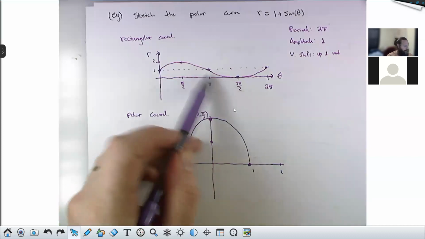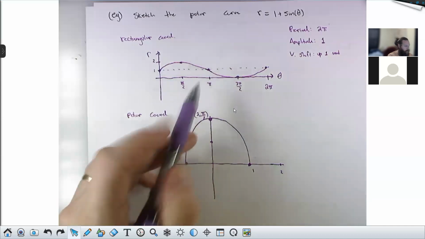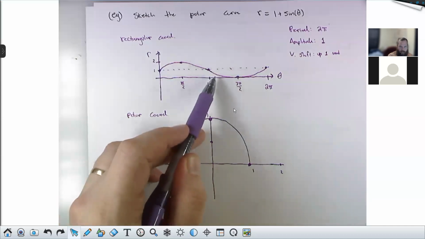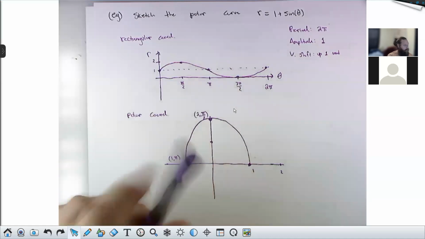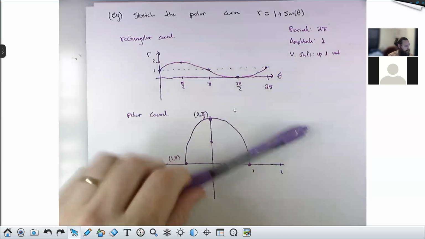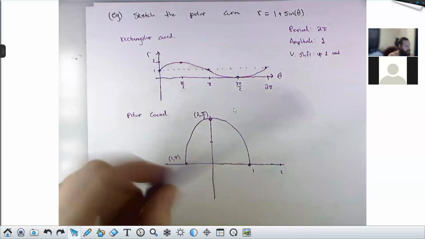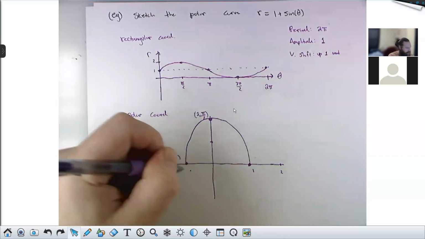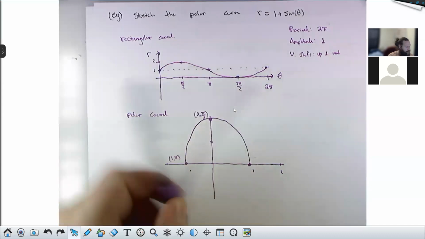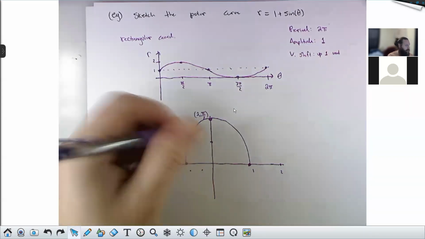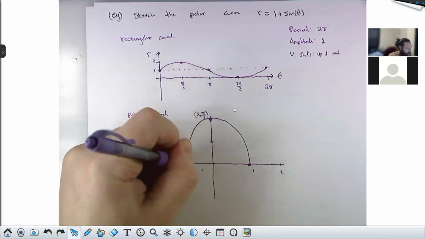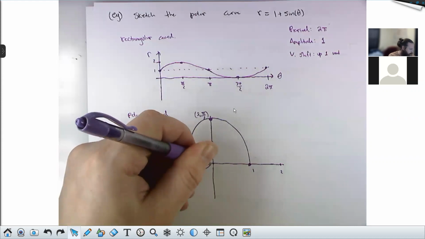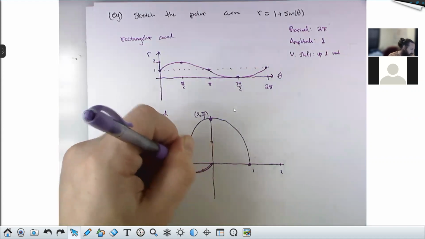As I go past pi towards 3 pi over 2, r is starting to get smaller, and it's going to reach 0 when we get to 3 pi over 2. So if I come just a little bit past pi, r should start coming in. If I come a little bit further, r should come in more. As I get to 3 pi over 2, r is going to be 0. So we're going to sketch something like this, in this region.